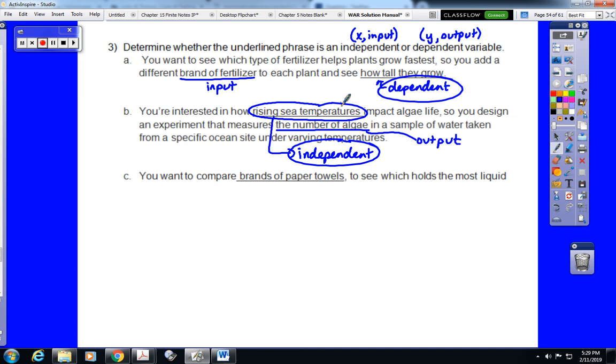Finally, you want to compare brands of paper towels to see which one holds the most liquid. Again, you're controlling what brand of paper towels, and you're measuring how much liquid it holds. That would be an independent variable.